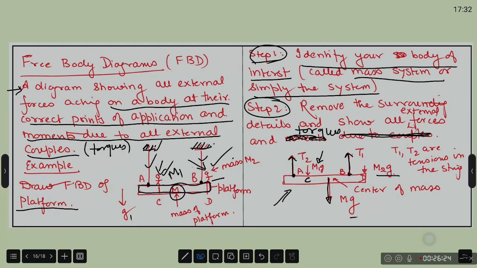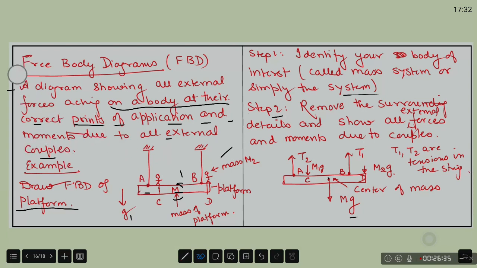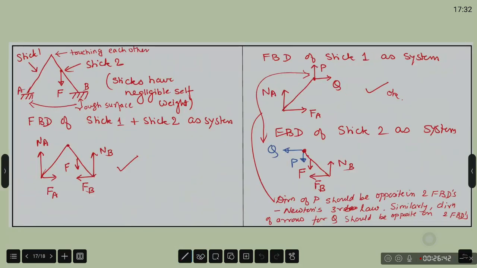Alright, so this is a simple example. Let's consider one more example. And here I want to highlight a very common mistake that all of us tend to make. So here what I have is a pair of sticks. This is stick 1 and this is stick 2. And these two sticks are leaning on each other, touching each other, resting on each other.